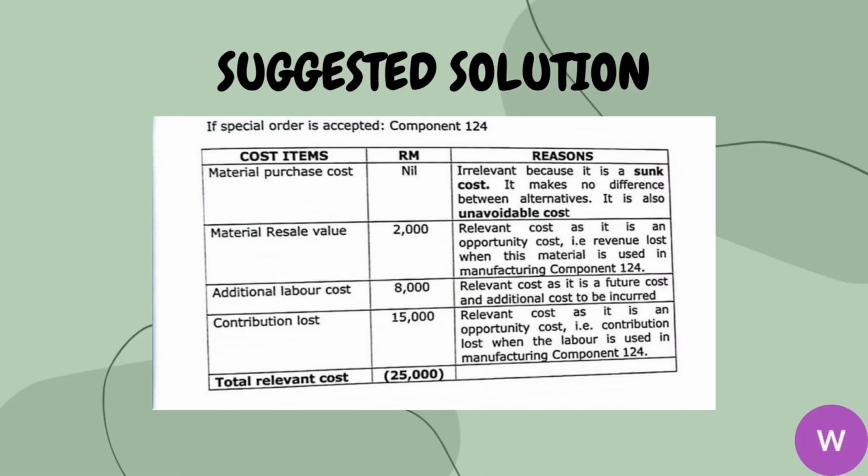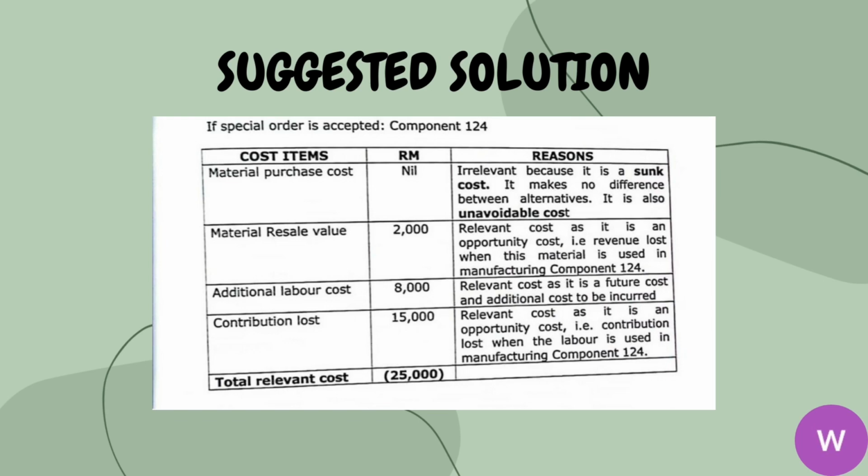These are the example questions for the relevant cost. This is the suggested solution for the example question. If the special order is accepted, which is component 1 to 4, the total relevant cost amounts to 25,000, which consists of material resale value amounting to 2,000, additional labor cost 8,000, and contribution loss 15,000. The material purchase cost is nil because it is an irrelevant cost, as it is a sunk cost.